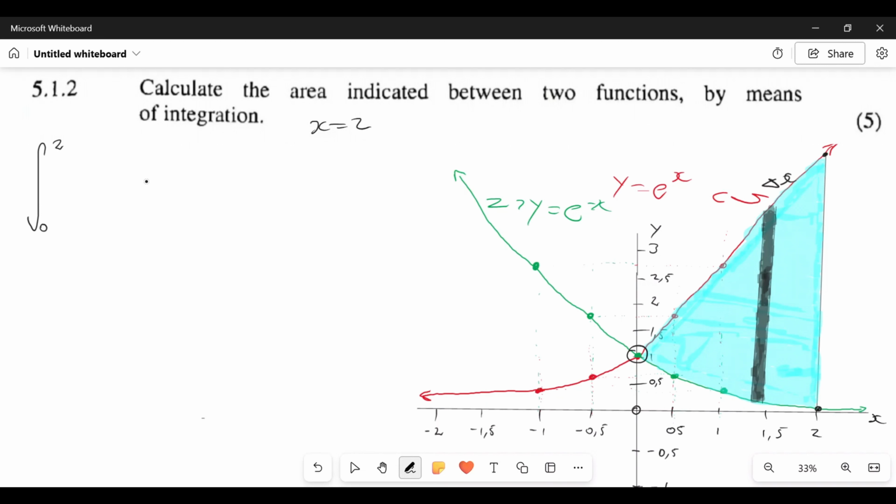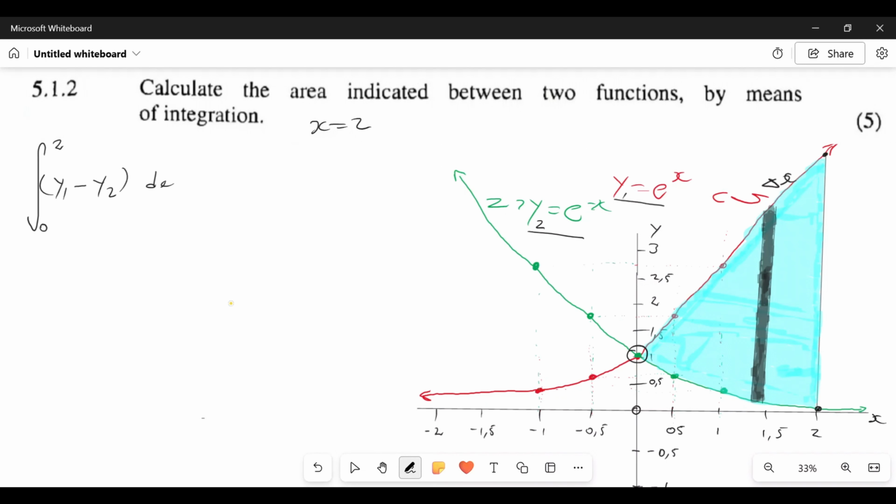So remember, we said y1 minus y2 dx. So if you still remember, y1 was this one here. Let me just write 1 there. y2 was the green one there. I hope you can remember from question 5.1.1.